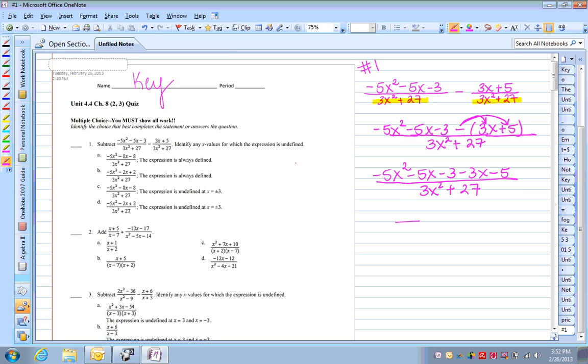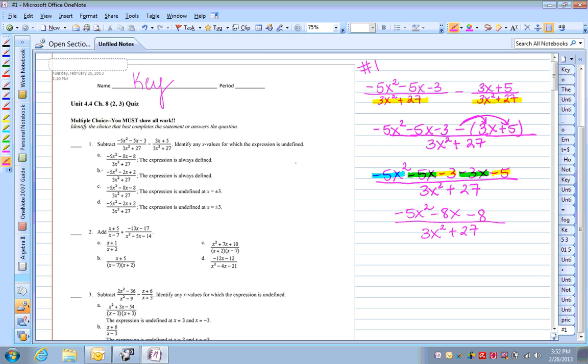Now we're going to combine like terms, and you end up with 3x squared plus 27 on the bottom still. And you have negative 5x squared. That's your only x squared term. And then our x's are negative 5x and negative 3x. So that gives me negative 8x. And then negative 3 minus 5 is negative 8.